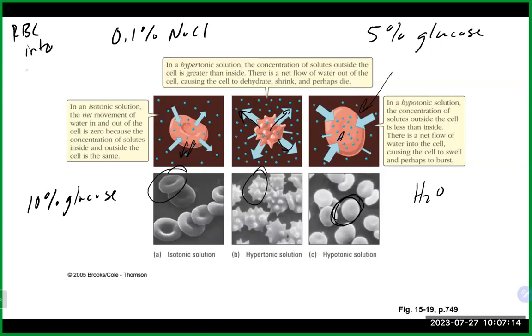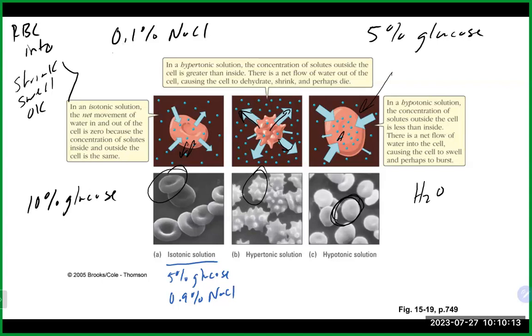All right, so for each of these, will the cell shrink? Will it swell? Will it be okay? And what type of solutions you got going on in each of these cases if you put that red blood cell into each of those? Okay, let's take a look. So in this case, isotonic again means 5% glucose and 0.9% mass to volume sodium chloride or any type of sort of salt solution.